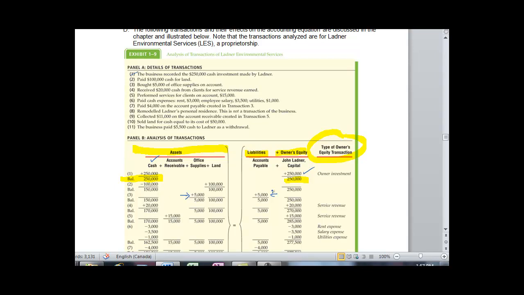So again, assets up equals liabilities up plus owner's equity, no change. So the accounting equation remains solid every time we do a transaction. And we will continue this lecture in Part B.